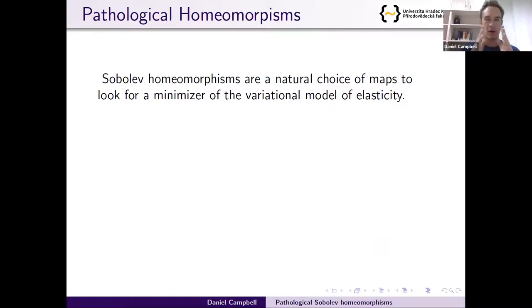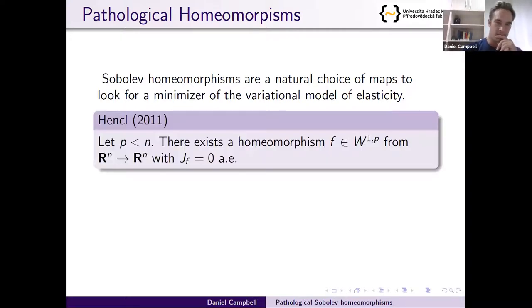As I was saying a second ago, the Sobolev homeomorphisms are the natural choice where we look for our minimizers to the variational model of nonlinear elasticity, right? So even in the context of Sobolev homeomorphisms, you can have really, really weird things going on. It was proved in 2001 that you can have a mapping which is the identity on the boundary, is a homeomorphism, but has Jacobian zero almost everywhere. So it's possible to squeeze basically everything into nothing. Well, we can imagine that happening, but actually you're stretching nothing into everything.